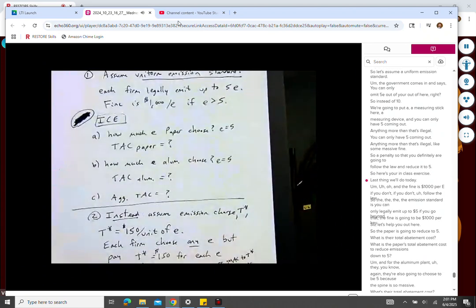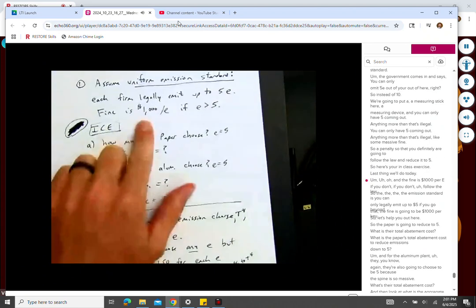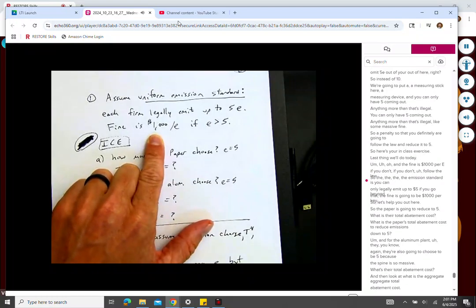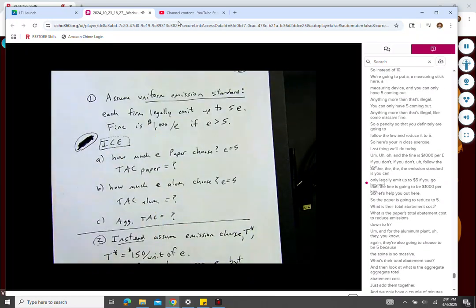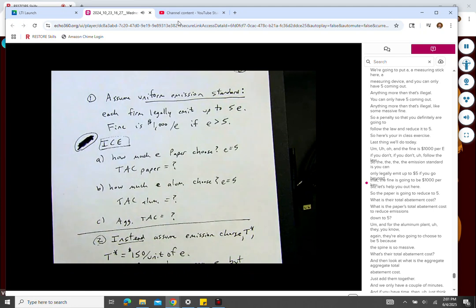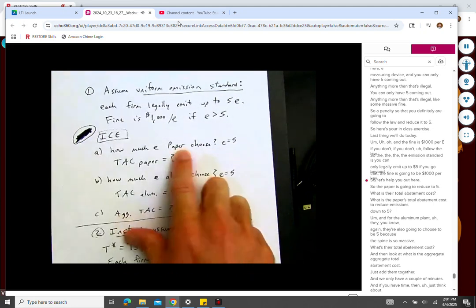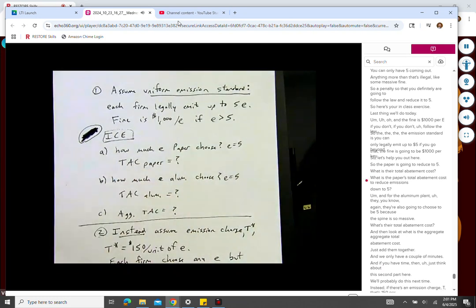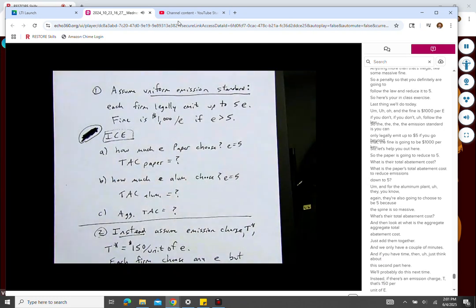So here's your class exercise, the last thing we'll do today. The fine is $1,000 per E if you don't follow the law. So the emission standard is you can only legally emit up to 5, and if you go beyond that, the fine is $1,000 per E. So let's help you out here. The paper plant is going to reduce to 5. What is the paper's total abatement cost to reduce emissions down to 5?